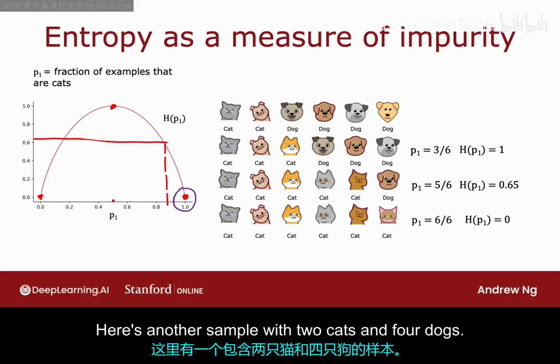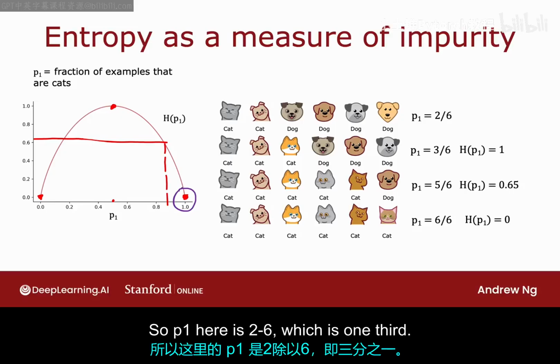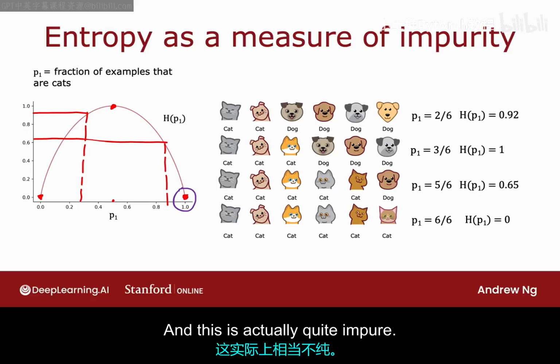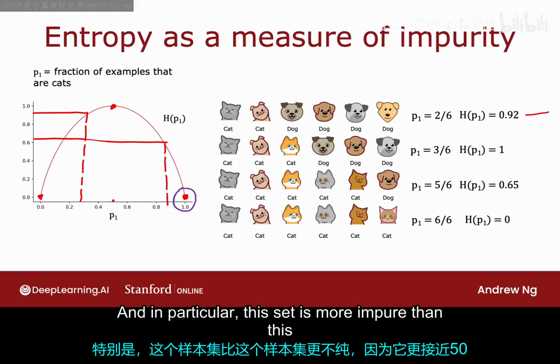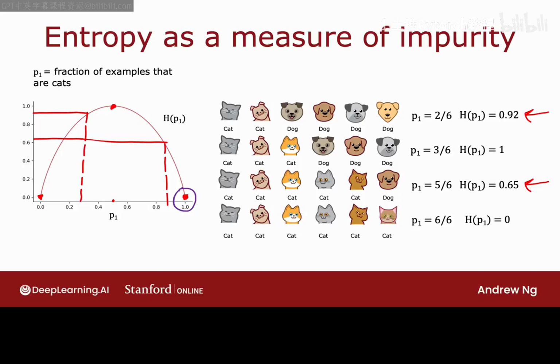Here's another sample with 2 cats and 4 dogs. So P1 here is 2/6, which is 1/3. And if you read off the entropy at 0.33, it turns out to be about 0.92. And this is actually quite impure. In particular, this set is more impure than this set because it's closer to a 50-50 mix, which is why the impurity here is 0.92 as opposed to 0.65.